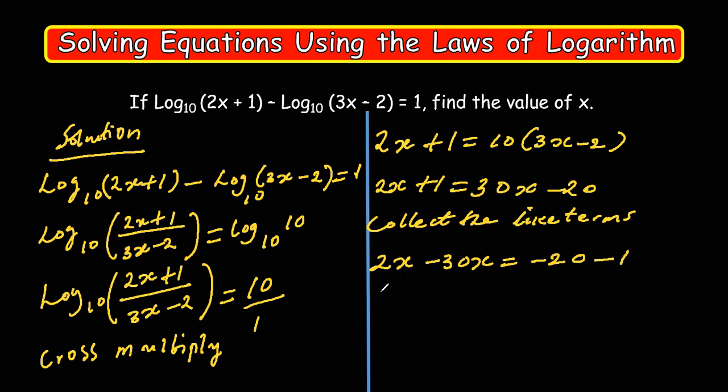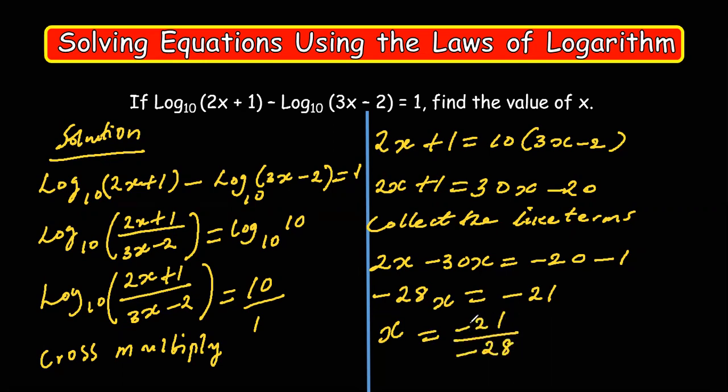Then 2x minus 30x, we should be having minus 28x. So minus 28x equal to minus 21, right? Yes. So we are looking for the value of x. Therefore, we will just divide both sides by minus 28. And when we do that, we should have x equal to minus 21 over minus 28.